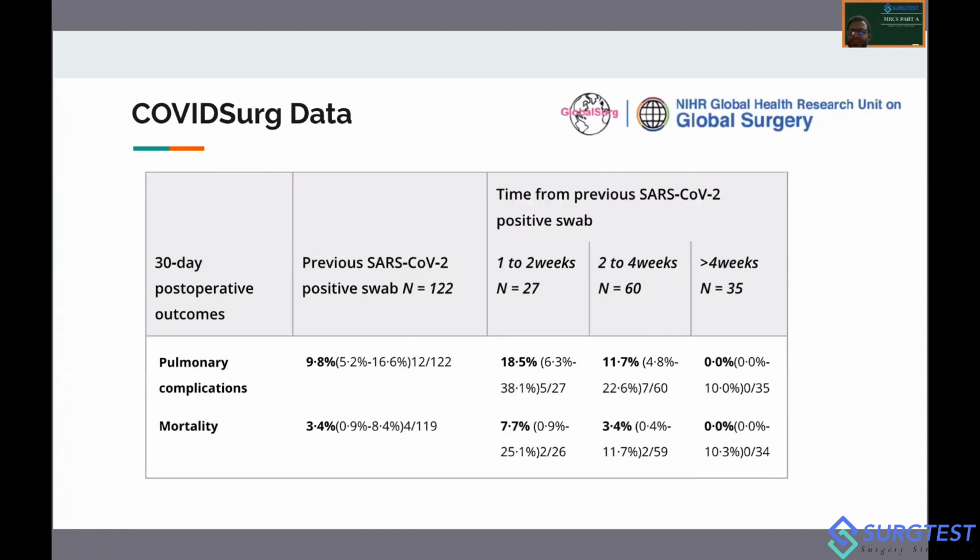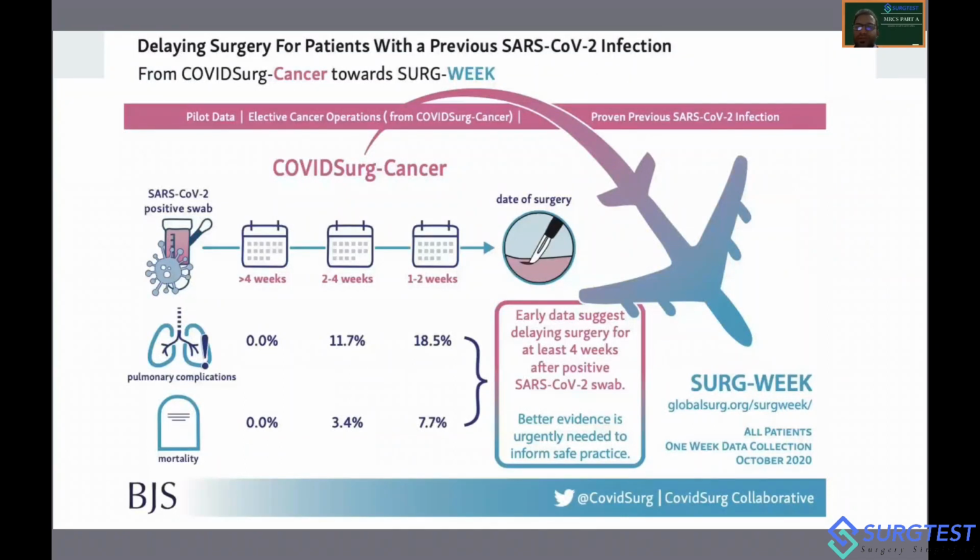So looking at the mortality rates, after the swab is positive, if you look at pulmonary complications, in 1 to 2 weeks, the complication rate is almost 18.5%. When you go beyond 4 weeks itself, the pulmonary complications decrease. Mortality rates are also higher when you do the cases in the immediate post-COVID period. There is also data, this is for aspiring surgical oncologists, which says that the pulmonary complications and mortality in cancer surgeries is high, almost up to 18.5% when you perform the surgery within 1 to 2 weeks post-COVID.